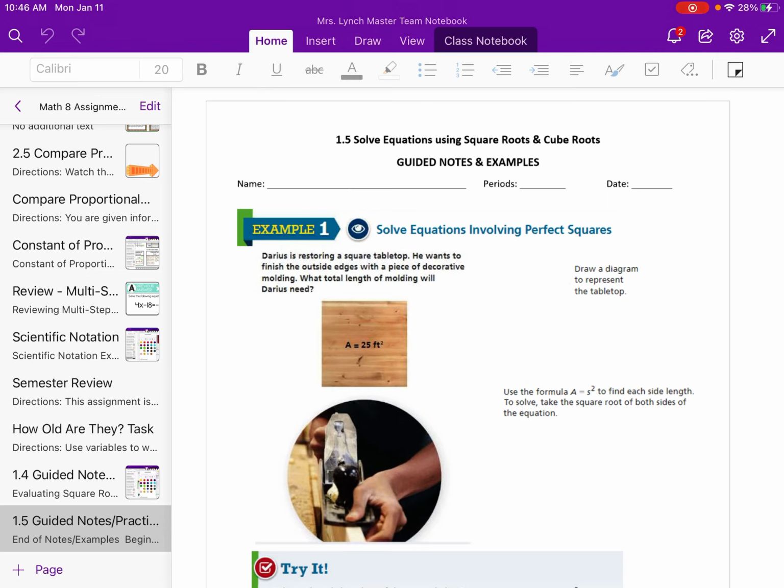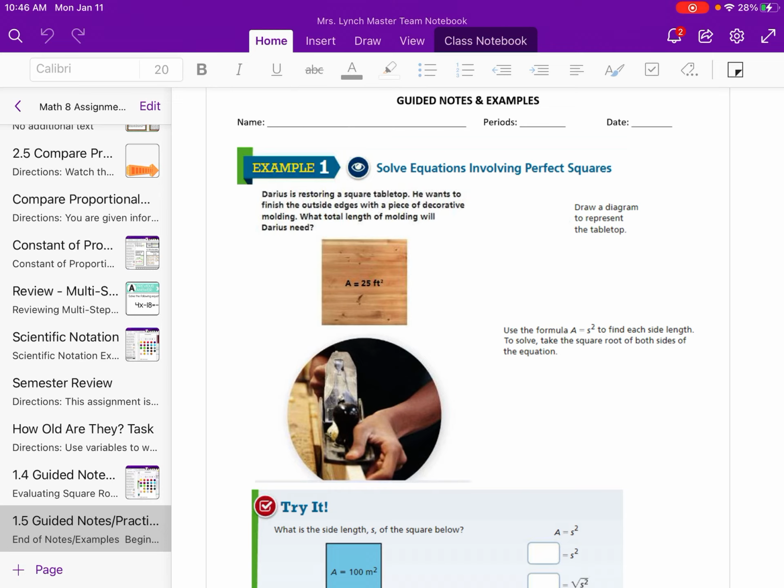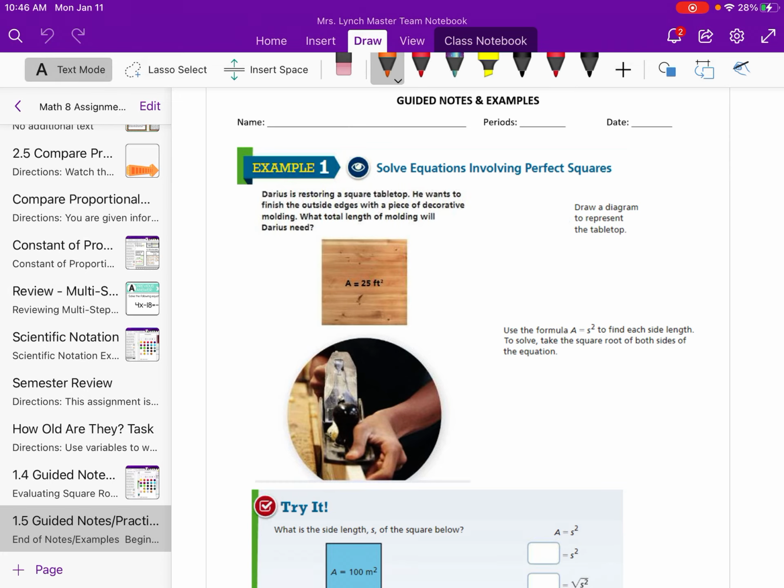So that, remember, that's whenever the 2 is in the exponent position. Darius is restoring a square tabletop. He wants to finish the outside edges with a piece of decorative molding. What total length of molding will Darius need? So again, it's always important to know what are we trying to answer here. We want to find out what is the total length that he's going to end up needing.